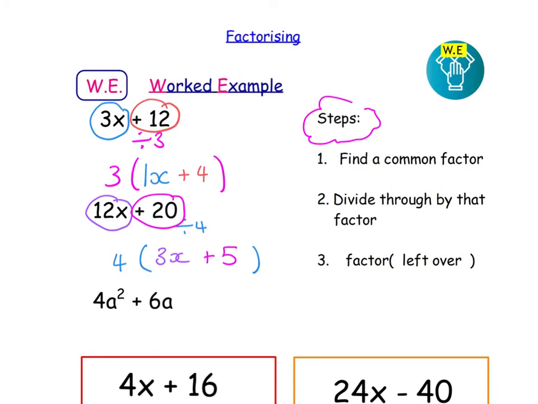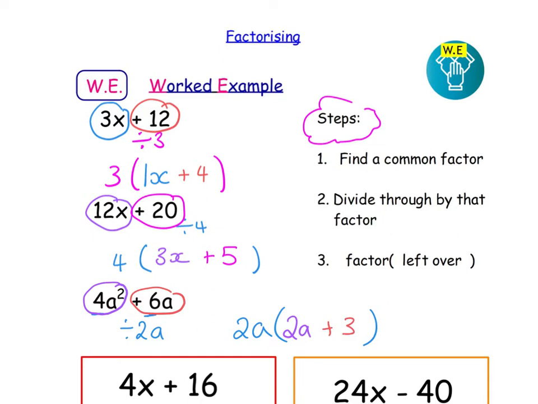So we can hopefully see that we can divide by 2. But we can also divide by the letter a, because it's in both terms. So we're going to have 2a on the outside of the bracket. Then 4a squared divided by 2a will give me 2a. So we can check that through. So 2 times 2 is 4, a times a is a squared. And then we're going to divide the 6a by the 2a, and that's going to give me 3.